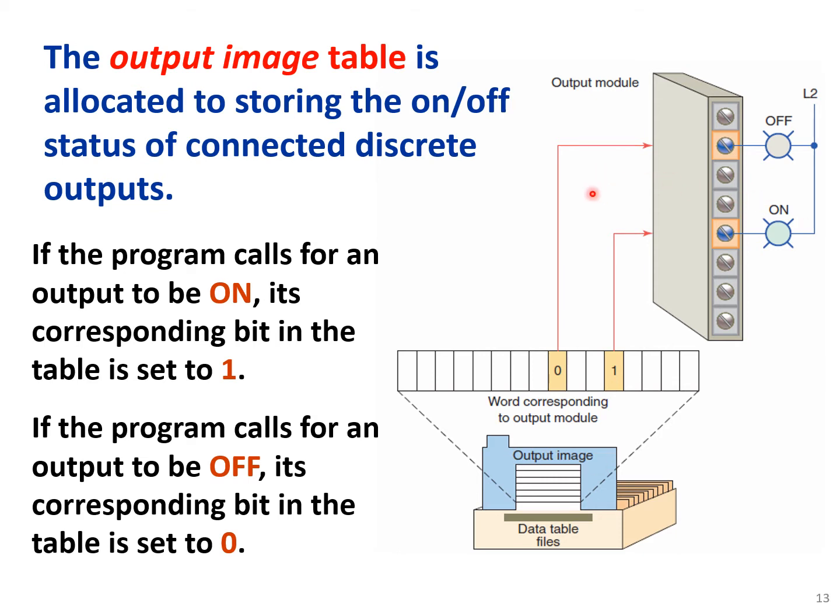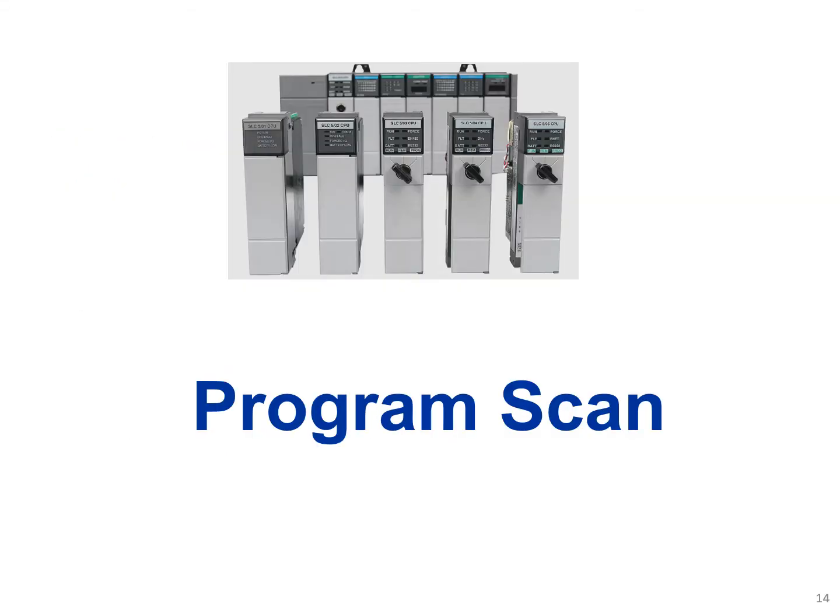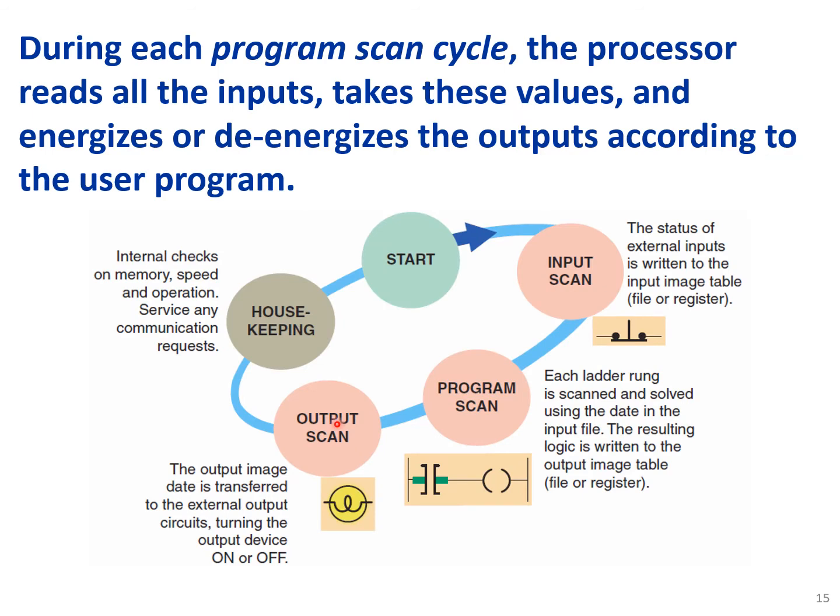So similar to the input, allocation of the memory, status of outputs, and the output image. Program scan. During each program scan cycle, the processor reads all the inputs, takes these values, and energizes or de-energizes the outputs according to the user program.